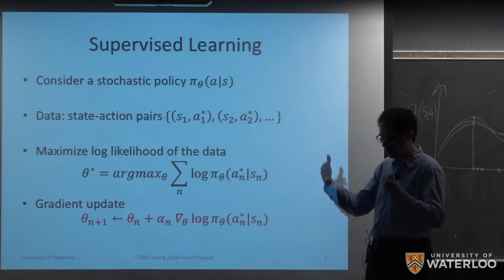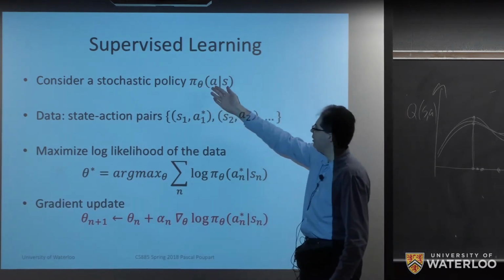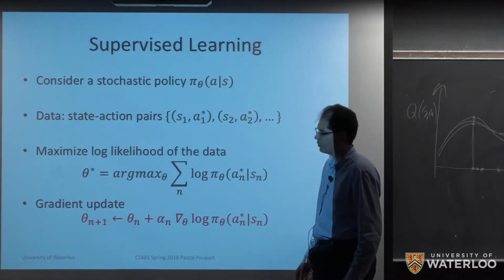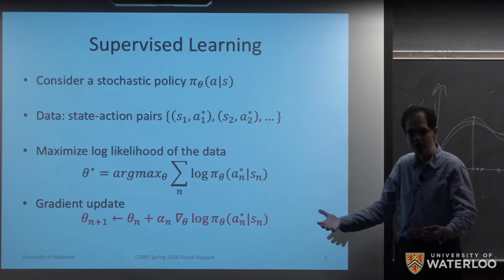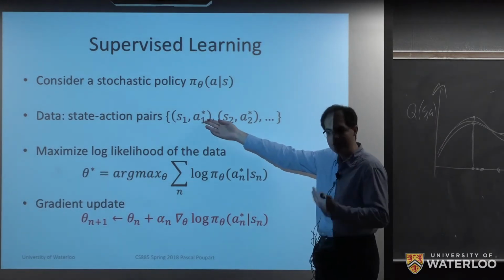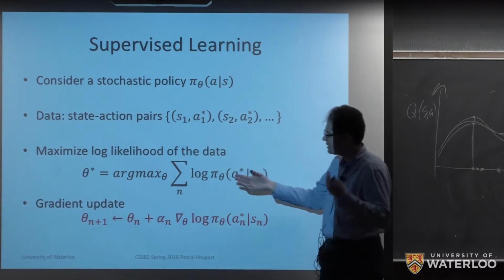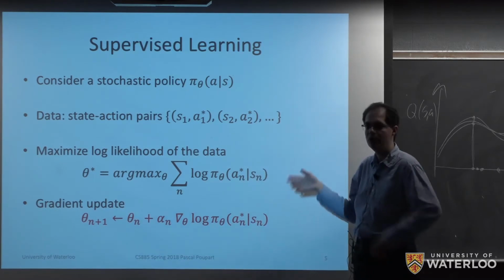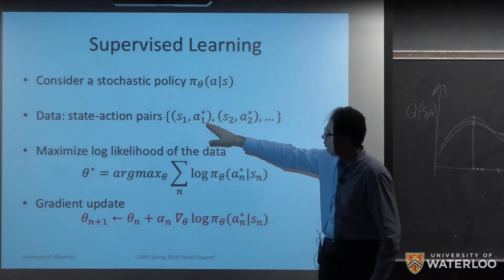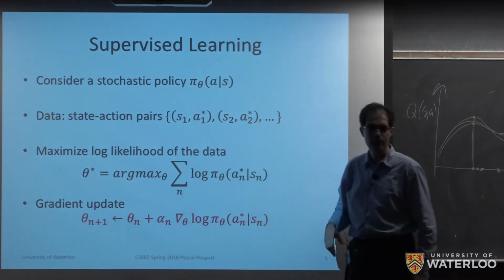Because if I have a policy that's represented by some function pi theta of a given s, so my stochastic policy is represented by this function. Now, if I happen to be able to do supervised learning, where for every state I have an oracle that tells me what is the best action, then I can simply maximize the log likelihood of the actions. Here I'm using star to denote that a1 is the best action for s1. Here a2 is the best action for s2, and so on.